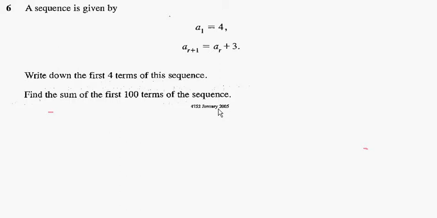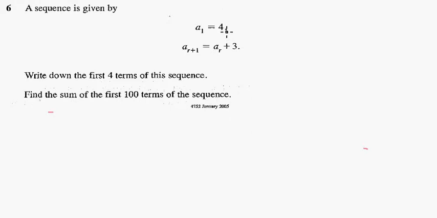More sequences. Okay, so we need to understand what's going on here. a1 equals 4. That means that the first term has a value of 4. a(r+1) equals a(r) plus 3. a(r+1) is the next term, so whatever term you're on, a(r+1) is the one after in the sequence. So what it's saying is the next term will equal the previous term plus 3.